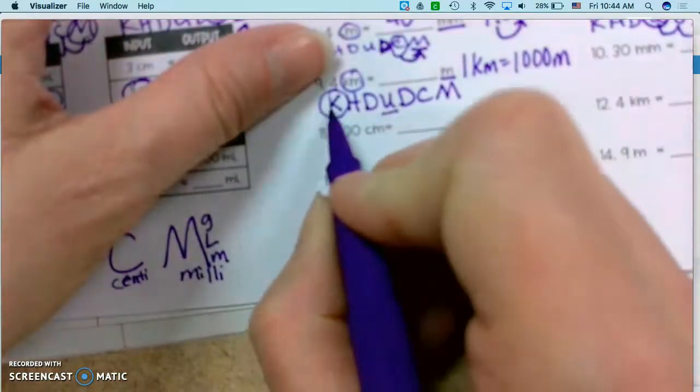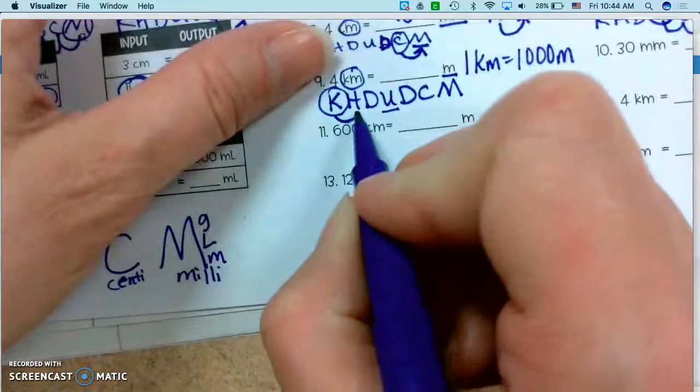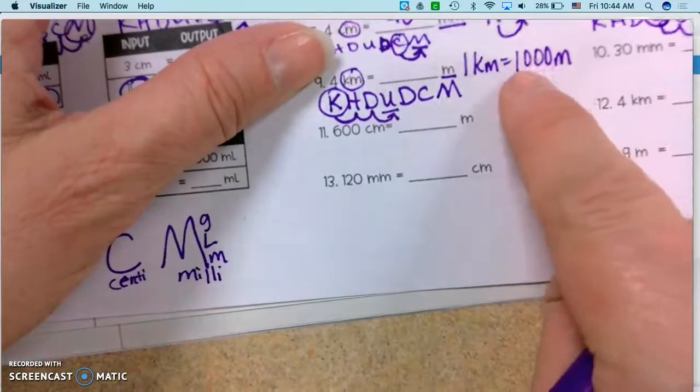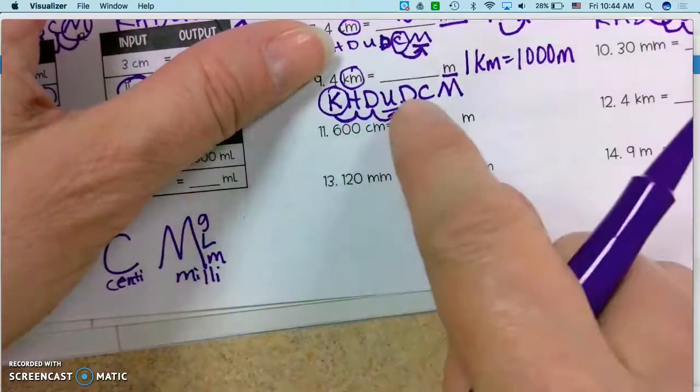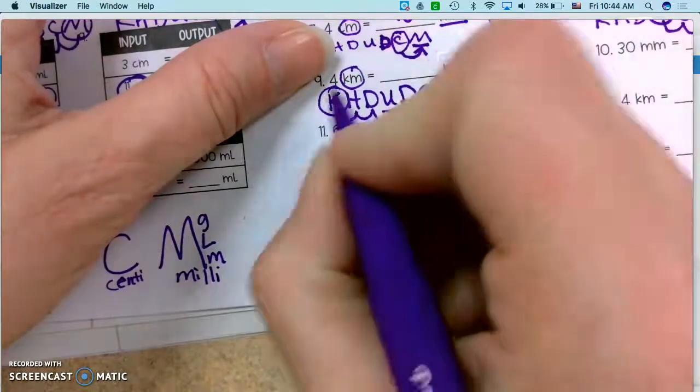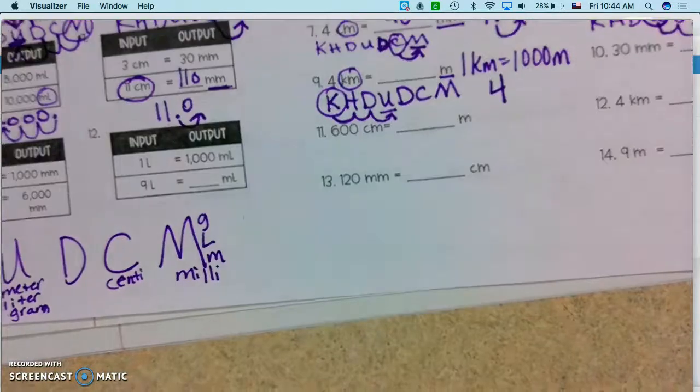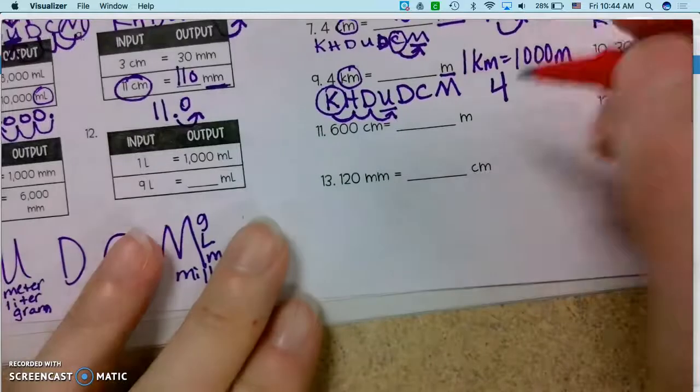So to get from kids to underwear, I have to move 1, 2, 3 places to the right. Look, guys, it's 1,000 times bigger. 1, 2, 3 zeros. And it's getting bigger, so I'm going to move it to the right. So I'm going to take my number 4. Where's my decimal on the 4? At the right. Very good, on the right.